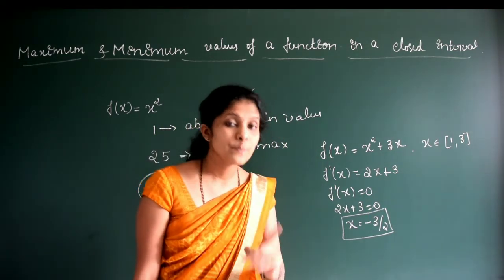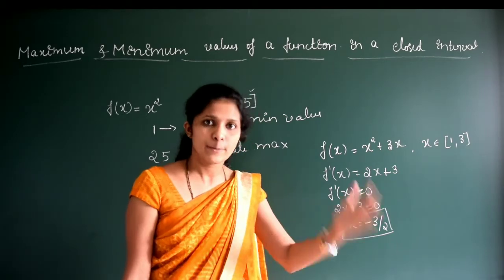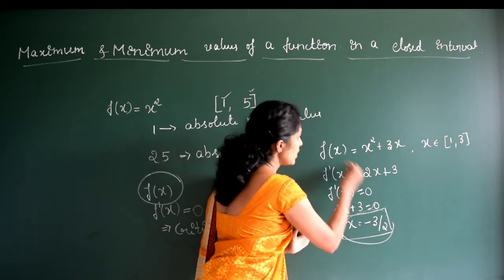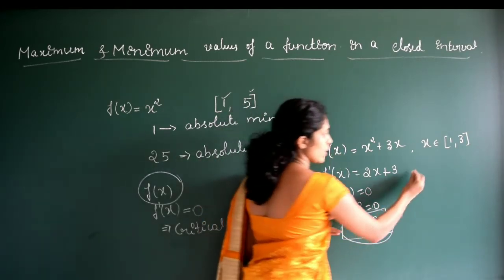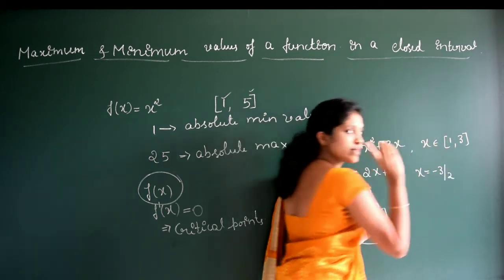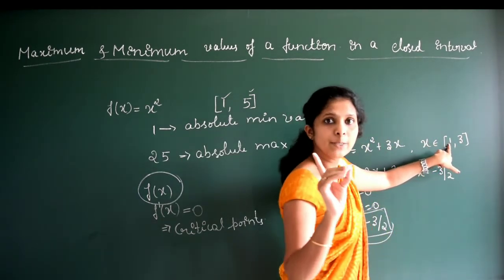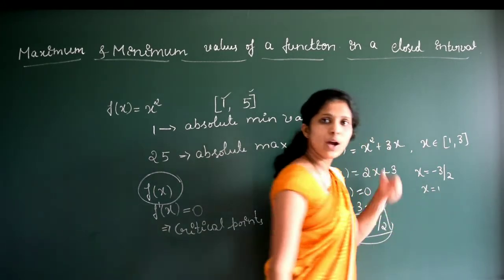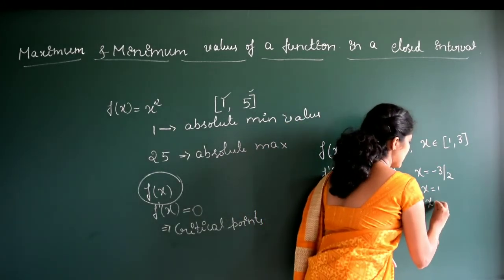Now to find the absolute maximum or the absolute minimum, what you have to do is substitute this value in this equation. That is one thing: you have to substitute x is equal to minus 3 by 2. Second, you need to substitute the end points 1 and 3. You have to substitute x is equal to 1, then x is equal to 3.